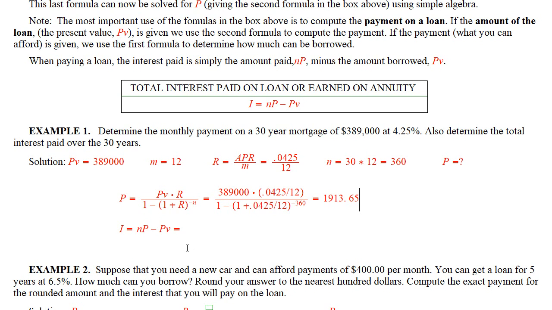So how much was paid in interest on this loan? Well, you take the total of your payments, which is 360 payments times 1913.65, and then you're going to subtract off your loan amount of 389,000. And I need to put this in math mode so I can compute with it. Okay, and if we compute that, 299,914 and 0 cents.